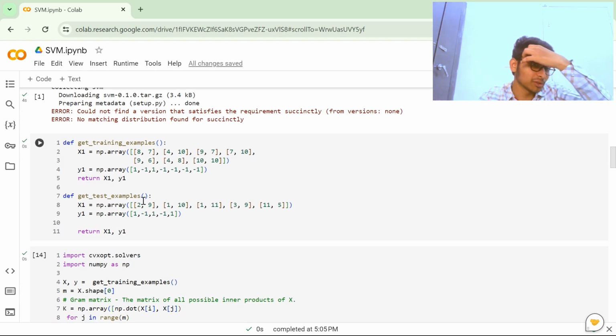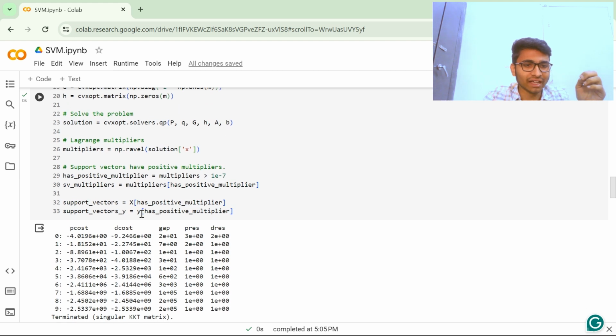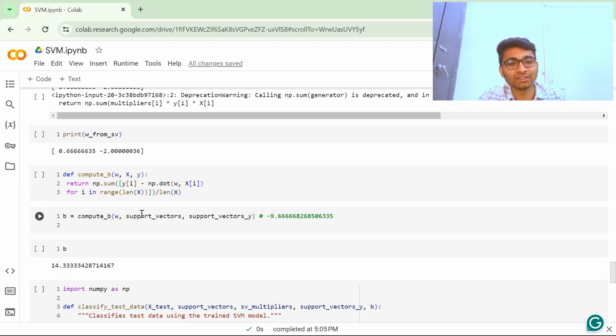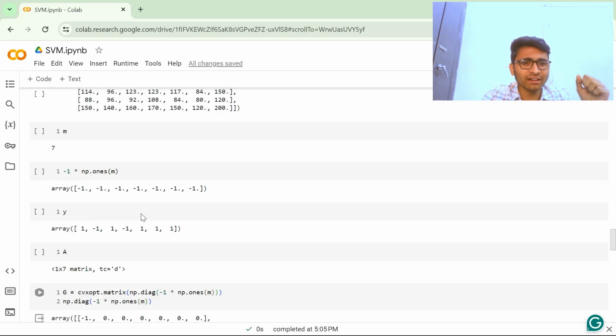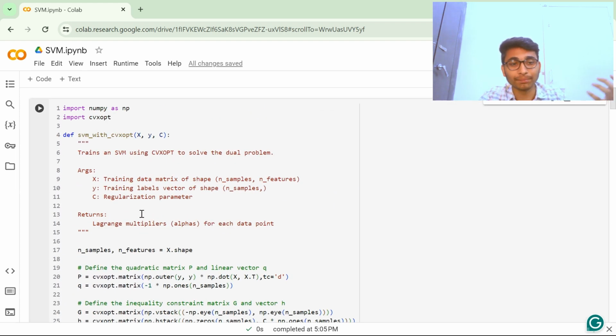I also have another example. This is our training data, and you can use the solver. I have defined the function in a clear way. Explore this code, guys. It is just code derived from the mathematics. Explore this and understand. I hope you understood the hard margin SVM in three parts.